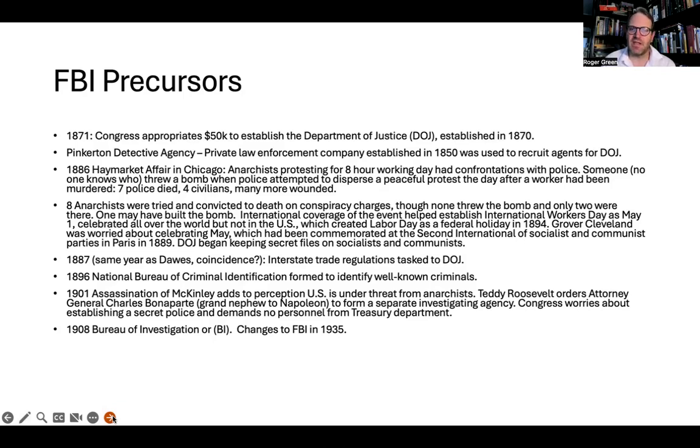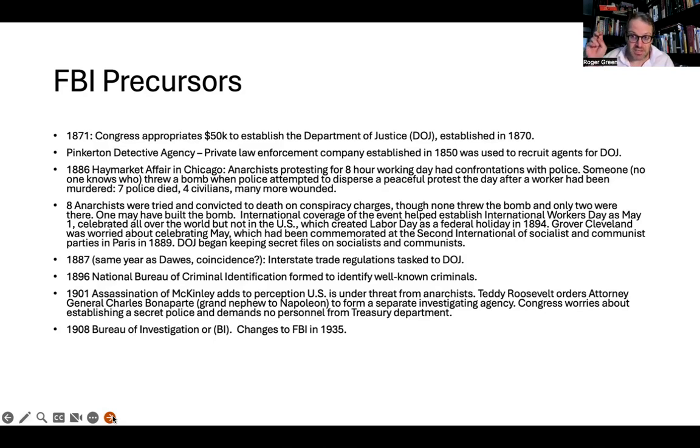Then in 1887, the same year as the Dawes Act, we see the interstate trade regulations being tasked to the Department of Justice. Why is that important in a Native American history class? Because if you remember back to the United States Constitution, the Constitution says that it is Congress that will be dealing with Native American peoples, and it will also be dealing with interstate trade. So there is a crossover in terms of economic thought between Native American interests and interstate trade because this is part of the federal government.